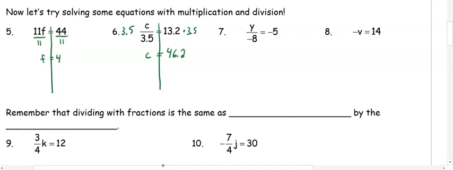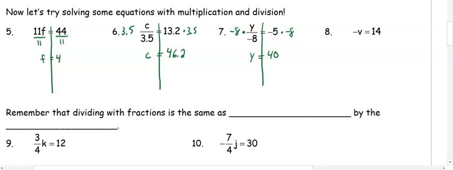In number 7, we have y divided by negative 8 equals negative 5. So when we multiply, we need to keep that negative with the 8. So we're going to multiply both sides by negative 8. We're left with a positive y equals negative 5 times negative 8, which is positive 40.